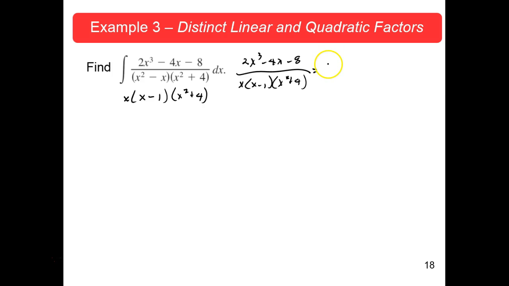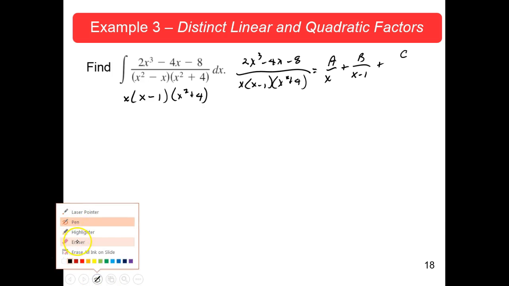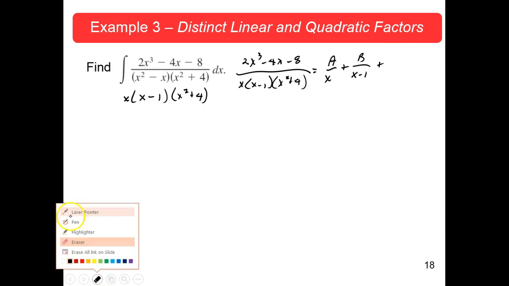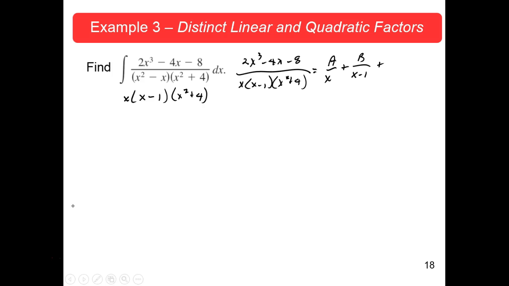Yeah, I already wrote that down. So then you'd say a over x plus b over x minus 1 plus c over... When you have an irreducible quadratic factor, it has to have a linear numerator, not a constant numerator. Always one degree less than the denominator.